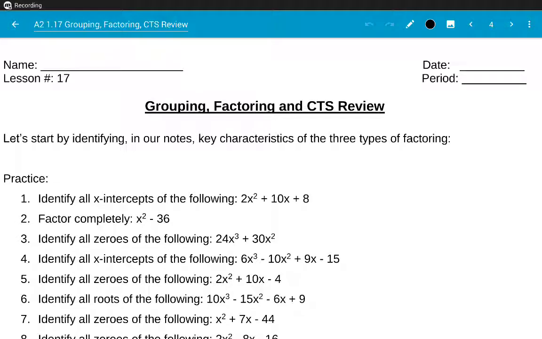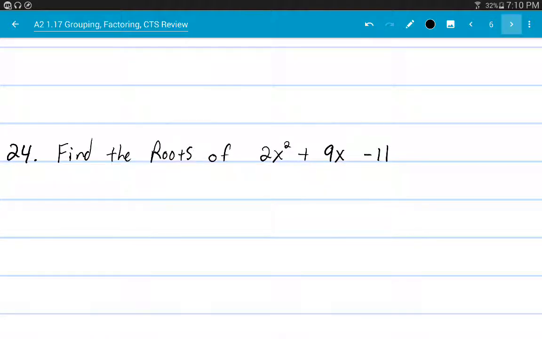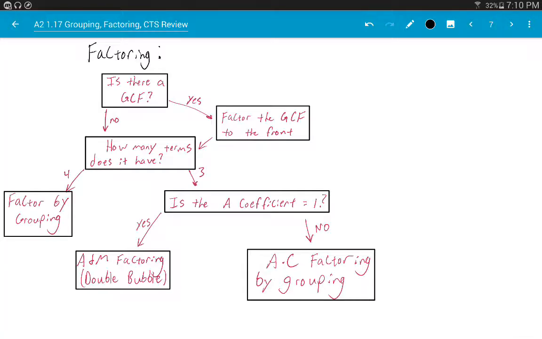Okay, here's a video on lesson 17, grouping, factoring, and completing the square review. So we're really focusing on all the different types of factoring here. I'm going to start off with a flowchart that we used here in class, and that flowchart is right here.